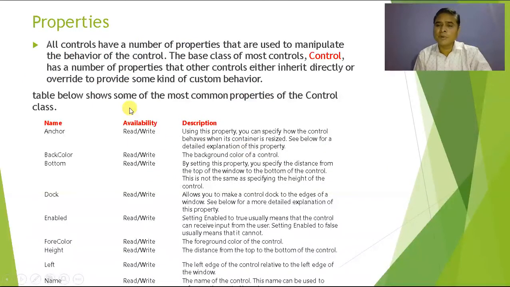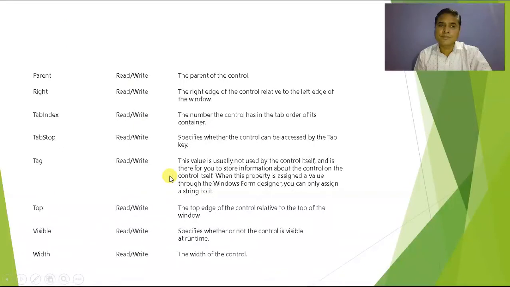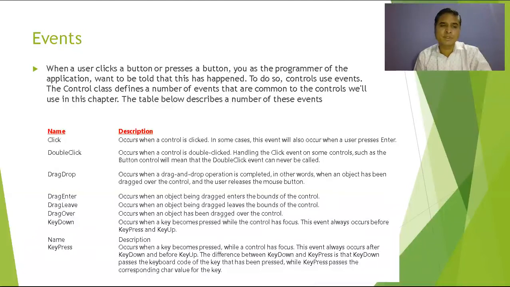These are some important properties of controls by which we can control the behavior of a particular control, like anchor, back color, bottom, dock, enabled, fore color, left, name, parent, right, tab index, tab stop, visible, width, etc. All of these we can understand by taking some examples when we create the mini project.